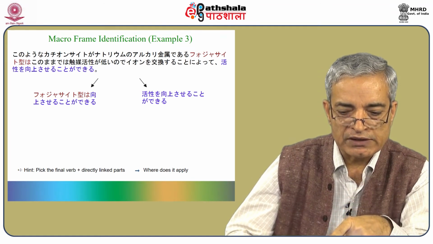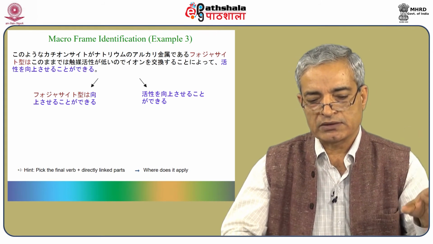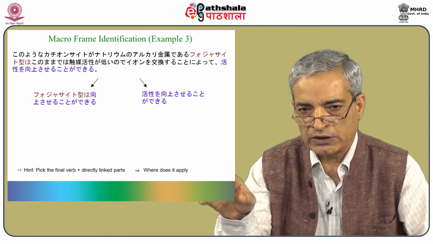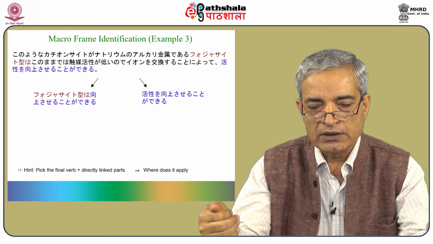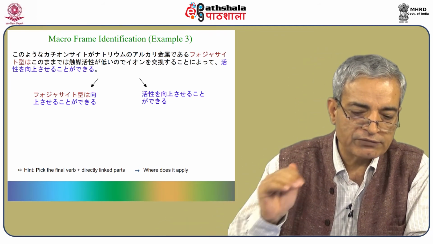And here we see it clearly, kase o kojo saseru koto ga dekiru. That means in the case of foja sait type, there is something called kase. I don't know what that is for the time being. It's activity, I know, but let's say we don't know what it is. There is some improvement being caused on that particular noun in the case of foja sait gata.